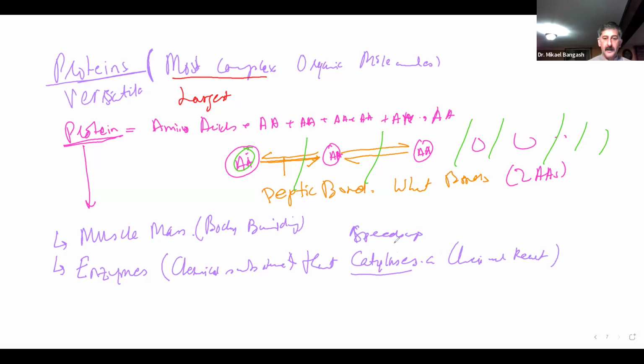So a lot of chemical reactions in your body can only be possible due to the presence of enzymes, which are chemical substances, but chemically, they are proteins. Functionally, they are substances that speed up or facilitate a chemical reaction. And I will give a short example of an enzyme in just a little bit.